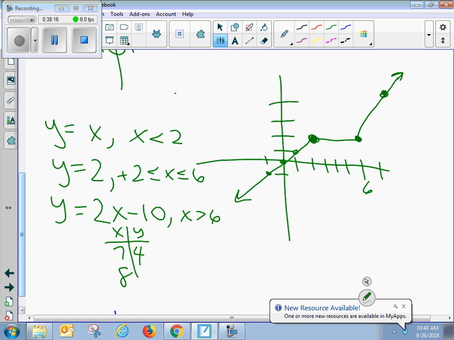Do you know what the domain was? Is it going to the right forever? Is it gone to the left forever? It's all real numbers. What about the range? Is it gone up forever? Is it gone down forever? Yes. What's your range? All real numbers.